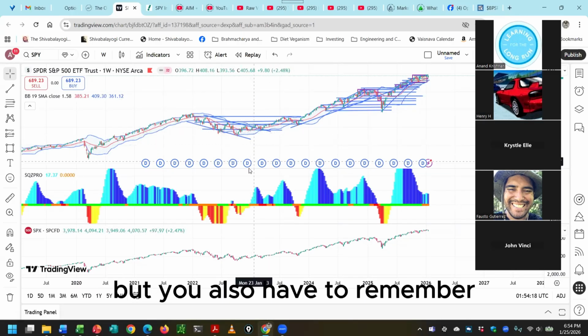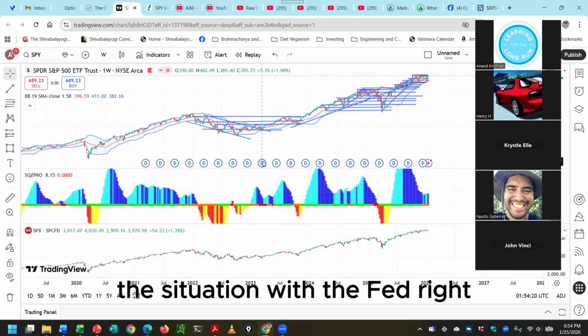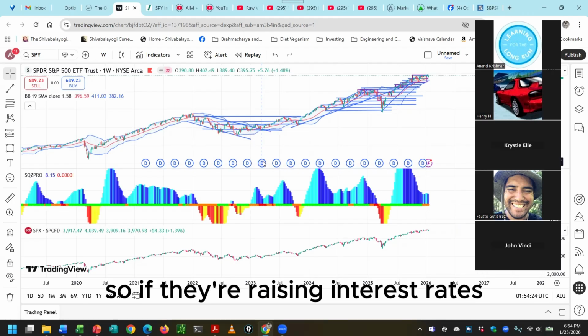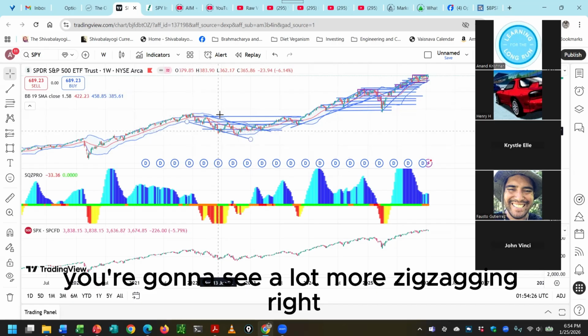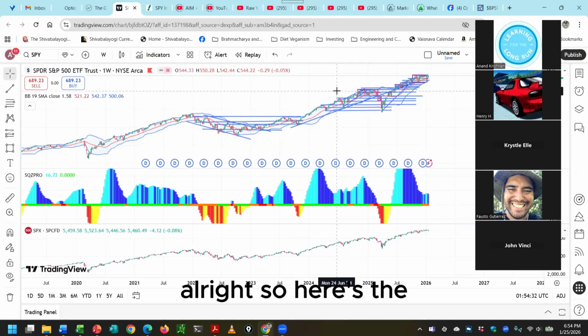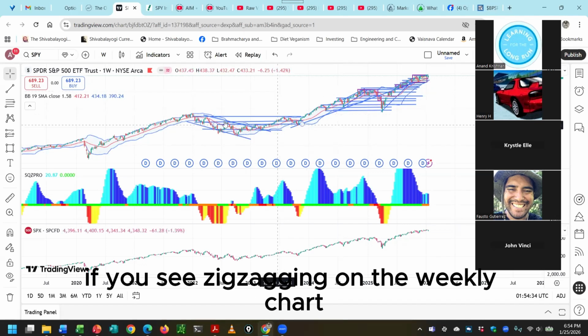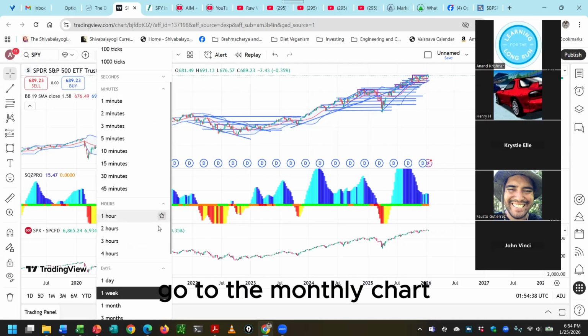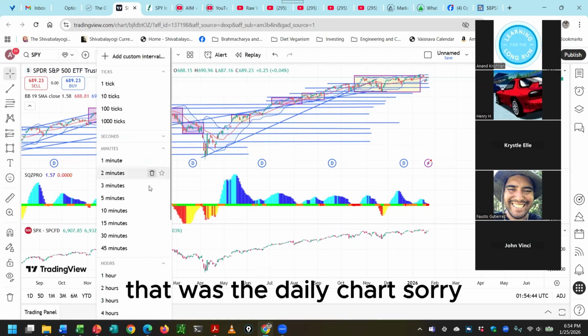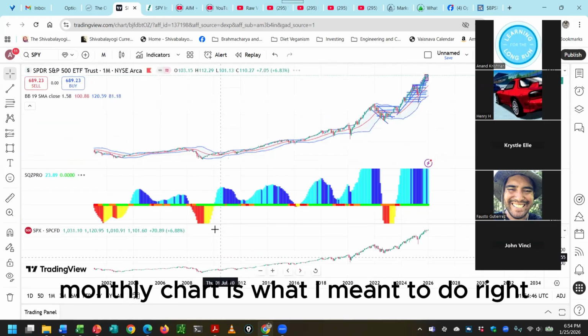But you also have to remember the situation with the Fed. That's why I said the Fed news is the most important. So if they're raising interest rates, you're going to see a lot more zigzagging before anything starts to tighten up and go. So here's the thing. If you see zigzagging on the weekly chart, go to the monthly chart. Oops, sorry, that was the daily chart. Sorry, monthly chart is what I meant to do.